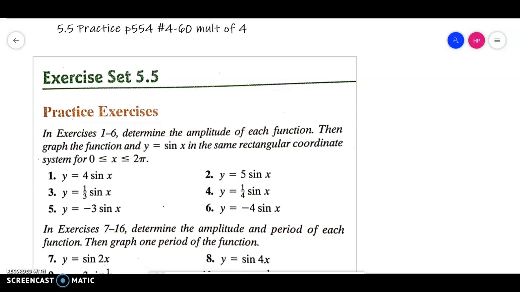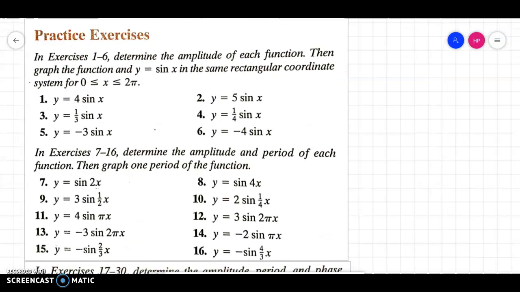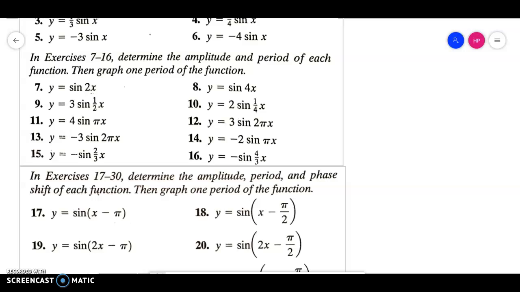Number 4 should have been a part of yesterday's notes, the amplitude, that 1/4 in front. It's just a fourth of the height. So it still goes from 0 to 2 pi, but the max would be at pi over 2 and 1/4 instead of 1. And then at 3 pi over 2, it would be at negative 1/4 instead of negative 1. So jumping to number 8, to determine the amplitude.